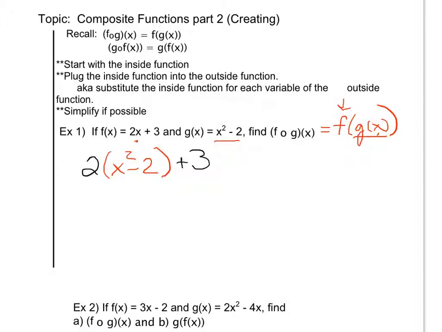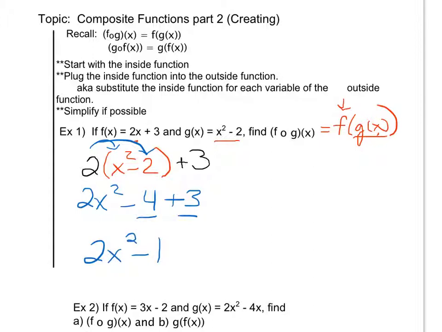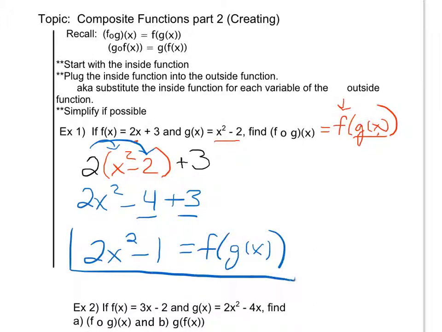Well, I see I can distribute a 2, so I'm going to go ahead and do that. I'm going to take my 2 and distribute it to both the x squared and the minus 2, and have 2x squared minus 4 plus 3. After distributing, I see I can also combine negative 4 and positive 3 to get negative 1. So my final answer will be 2x squared minus 1. That is my new composite function after putting g of x into f of x.